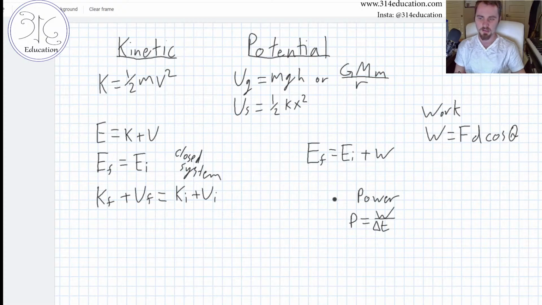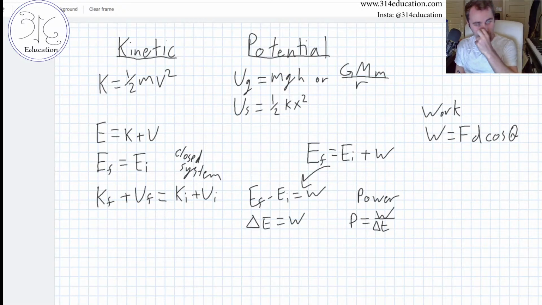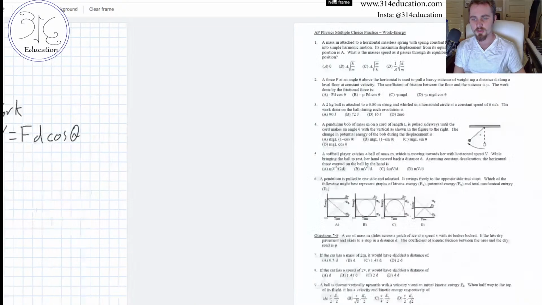And from this equation, we can rearrange: if we subtract initial energy from both sides, we get E_F minus E_I is equal to work. And E_F minus E_I is just our change in energy. So any change in our total energy has to be done by an outside force, work done by this outside force. That's another way we'll be able to deduce work. We'll see that come up in some of the problems. So far, so good. Why don't we move on to some multiple choices and see some of these in action?